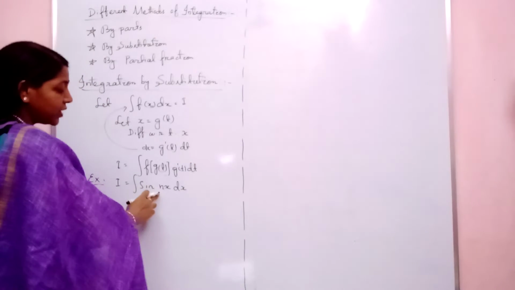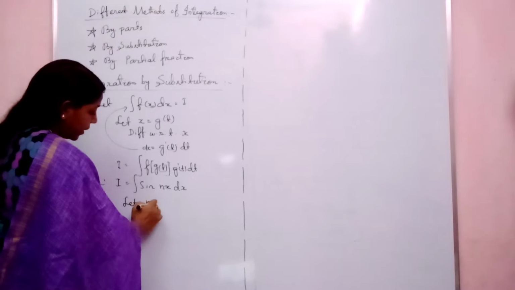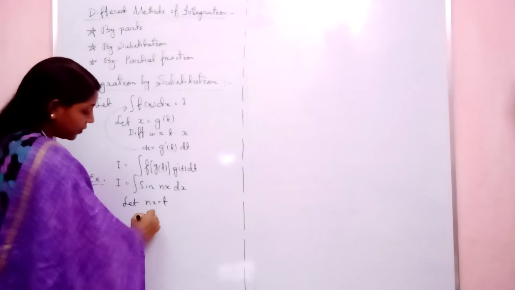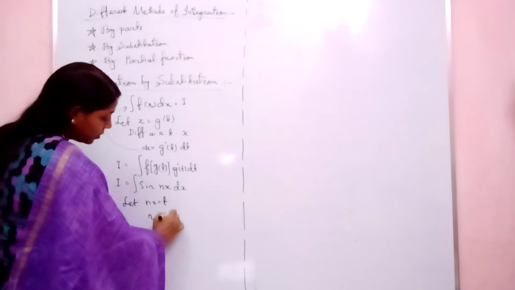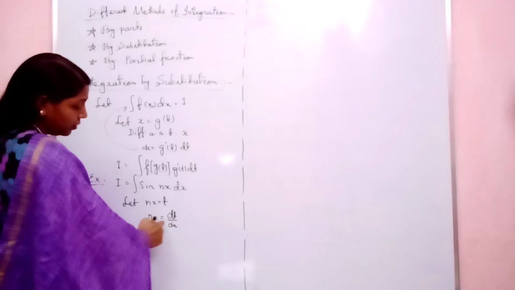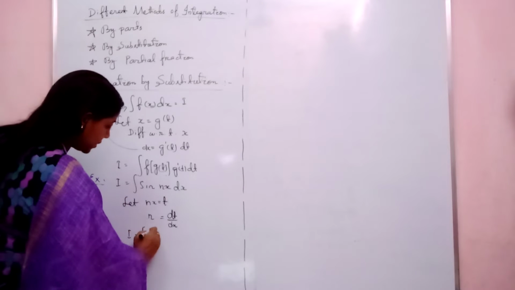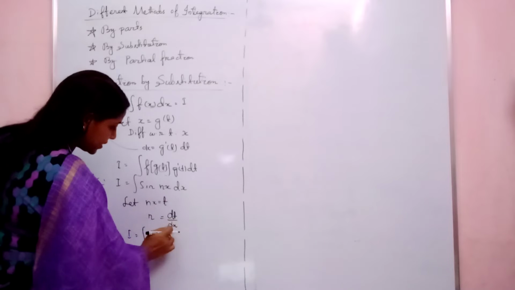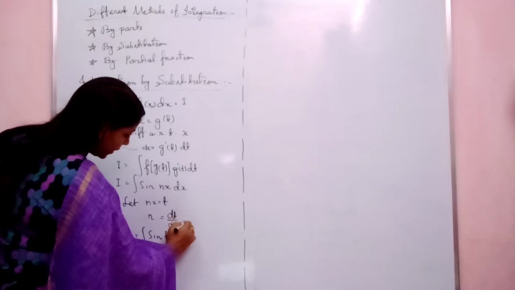So if they have given the question like this, then what we have to do first? Assume that nx equal to t. Now differentiate with respect to x. What you will find? N constant, taking out x is 1, equal to dt by dx. Yes or no? Now your target is this integration. So I equal to integration of sine nx replaced by t. Now what is dx? Take this dx this side. So what you will write? Dt by n. Yes or no?